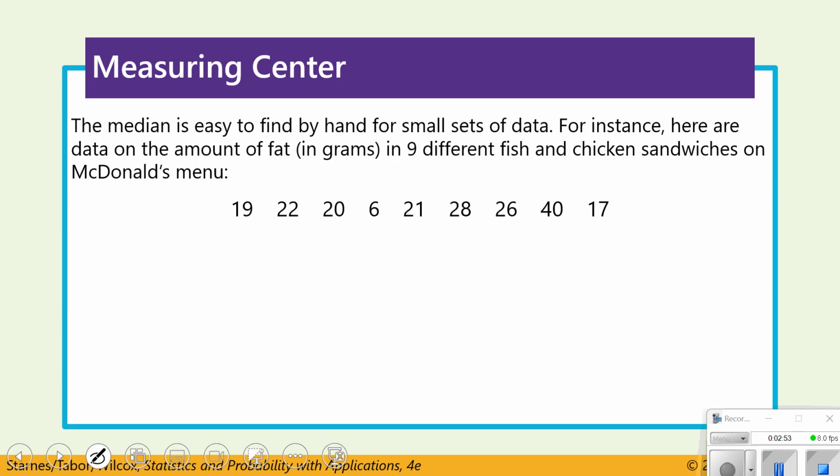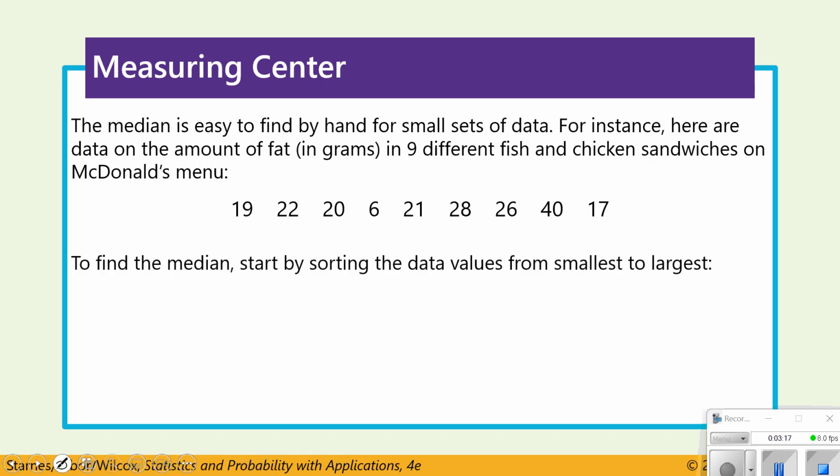Okay, so here's some data. These are talking about the amount of fat grams in fish and chicken sandwiches on the McDonald's menu. And the first thing that you're going to want to do is let's write them in proper order. So go ahead and take a second here and write these down in proper order, small to big. And then start by finding the median.